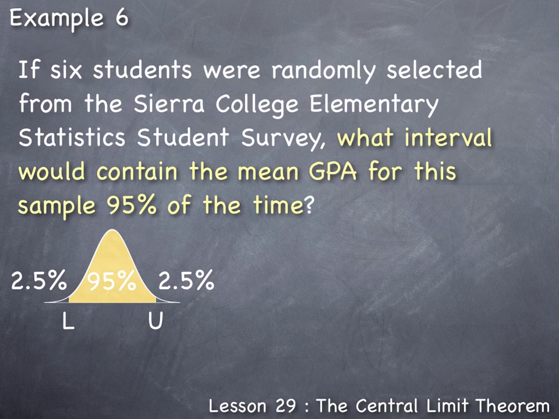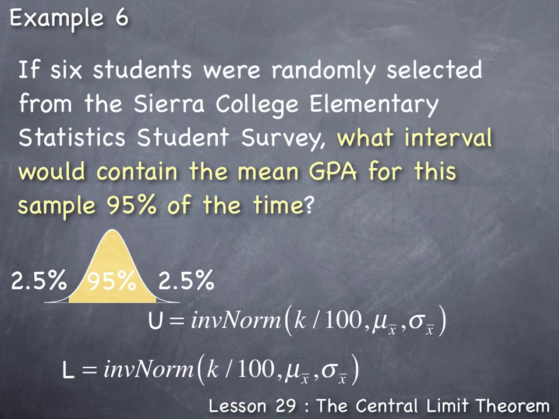Now when we're given the percentages and we're trying to find the values, in this case the interval L to U, the inverse norm command on the TI-84 calculator could be used. Now the interval is composed of 2 values, L and U, so the inverse norm command would have to be done twice. Once to find the lower limit of the interval L, and a second time to find the upper limit of the interval U.